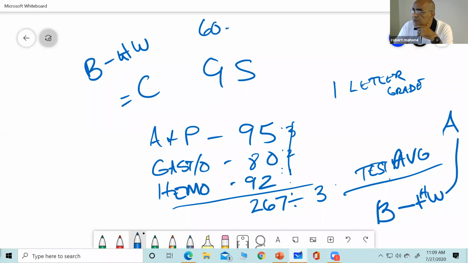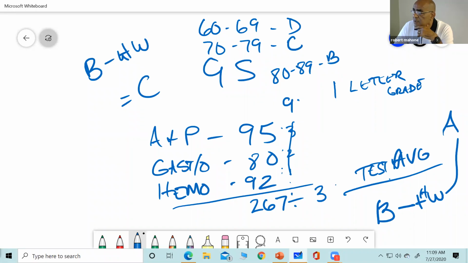60 to 69 is a D, 70 to 79 is a C, 80 to 89 is a B, and 90 or above is an A.